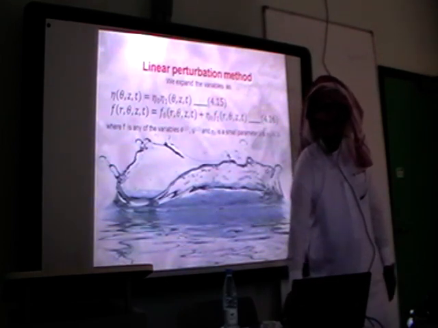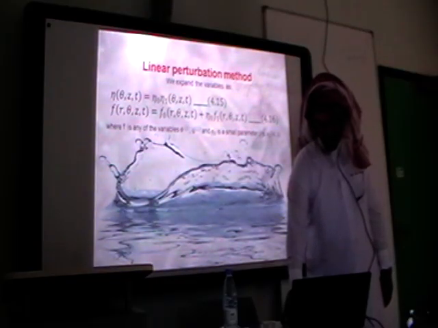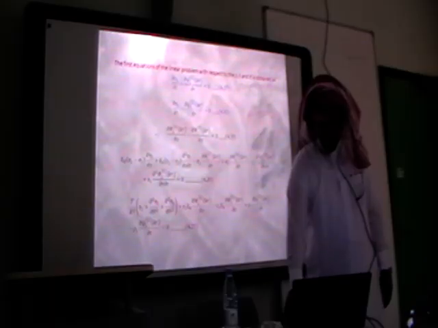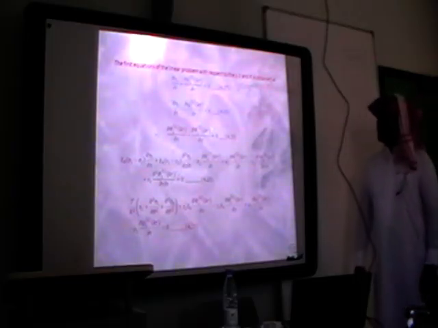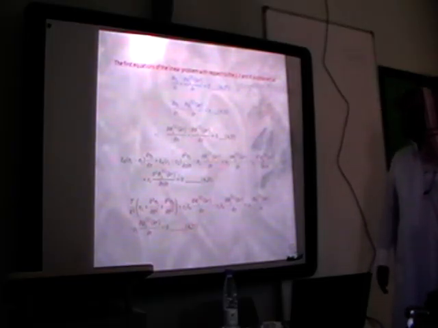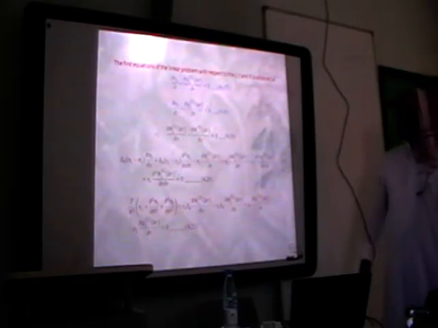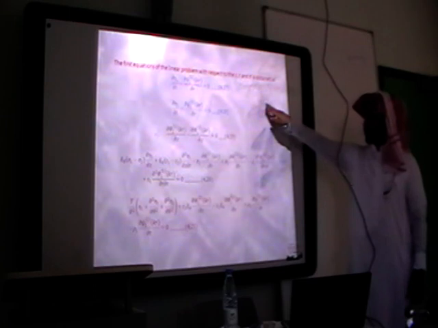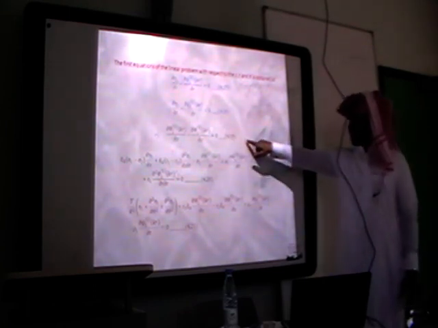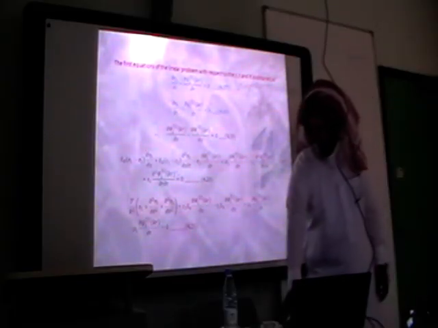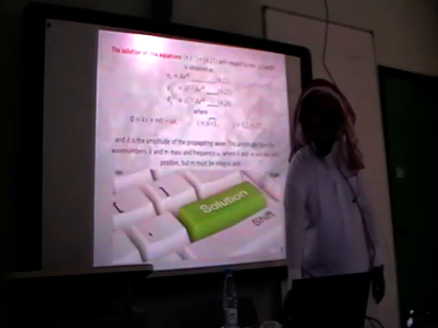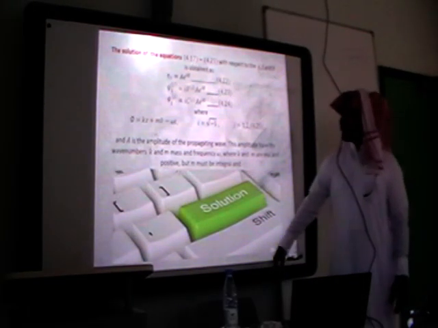Linear perturbation method. We expand the variables as 4.15 and 4.16. We have the first equation of the linear problem with respect to z, t, and sigma. Theta is obtained by taking these two equations to get epsilon, and these two equations to get phi, and putting it in the last equation, and we get the solution of the equation.